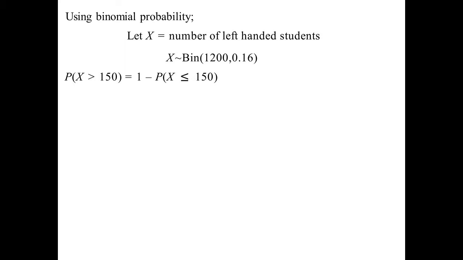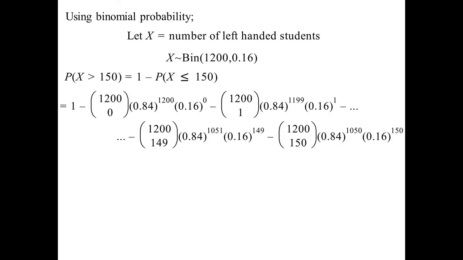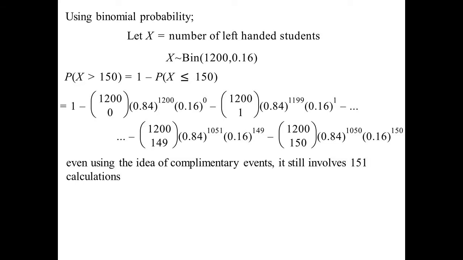Well, I'm going to use the complementary event, but even then, that's a lot of calculations to do. So I've got to work out the probability of none of them are left-handed, 1 of them, 2 of them, 3 of them, 4 of them, 5 of them, and I could keep going, all the way up to 150. So that's actually 151 calculations, even by using the complementary event idea. Still a lot of calculations to do. Oh, by the way, it does work out to be 0.9996. But obviously that's not the most efficient way of doing it.